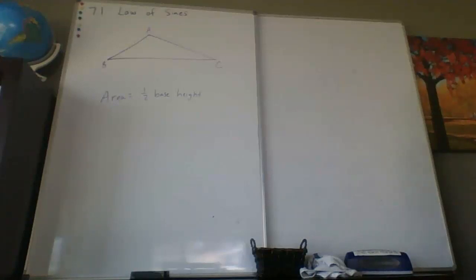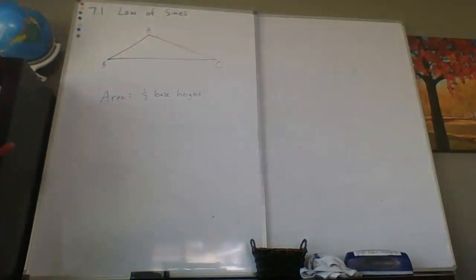Welcome to 7.1 Law of Sines. We are going to derive a different area formula that works for all triangles and doesn't require you to calculate the height. So we know that the area of a triangle is equal to 1/2 base times height. Recall that the base and the height must be perpendicular to each other.